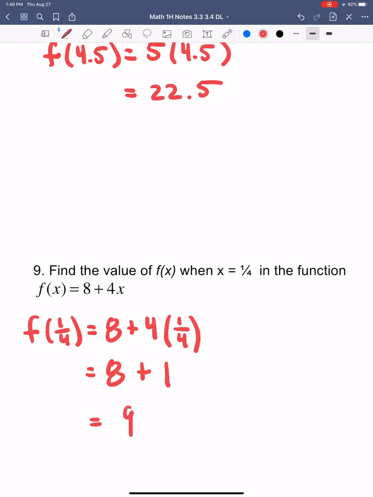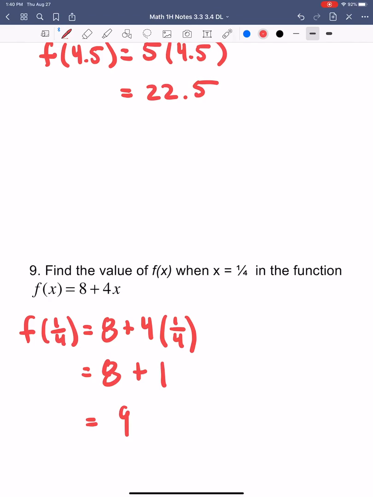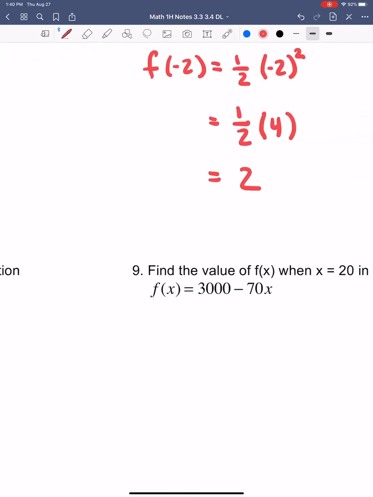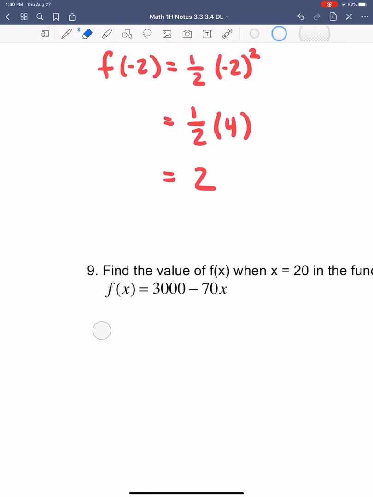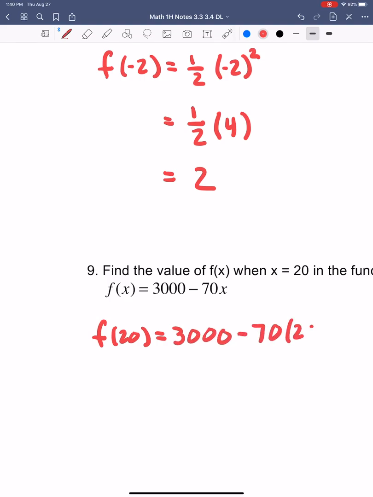I know I'm going quick here just for time. You can slow this down, right? Pause it and try it on your own. And then lastly here, we'll go to f of 20. So that's going to be 3,000 minus 70 times 20, which is 3,000 minus, let's see, that's going to give me 1,400, which is going to give me 1,600.